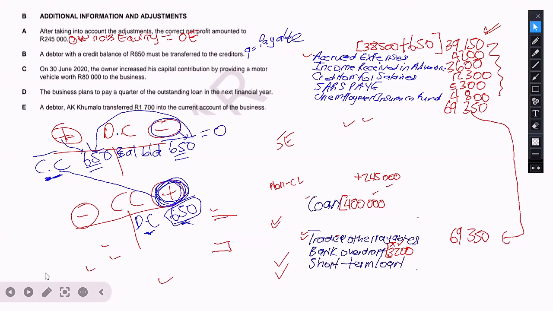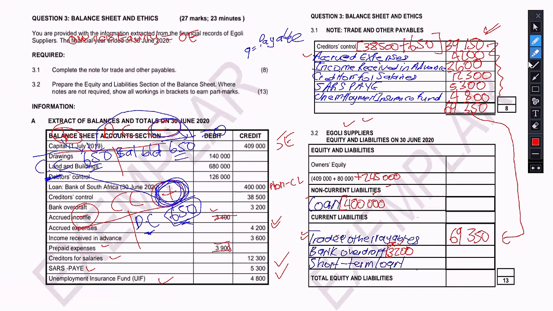So on 30 June 2020, the owner increased his capital contribution by providing a motor vehicle worth 80,000. So obviously that will affect our capital contribution as a positive of 80,000. Oh, here. So it was recorded. Simple. So we need to subtract our drawings. Remember, under trial balance, we minus 145,000. Therefore, when we subtract these drawings, our owner's equity will amount to 594,000. So here it's 594,000 again as our total owner's equity, right?